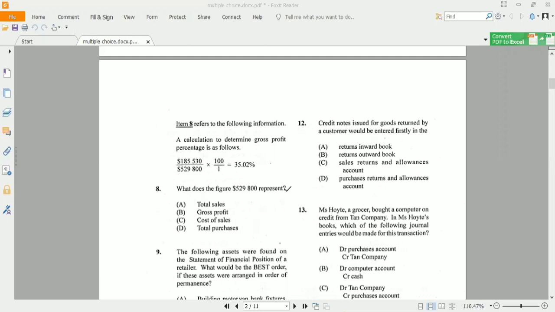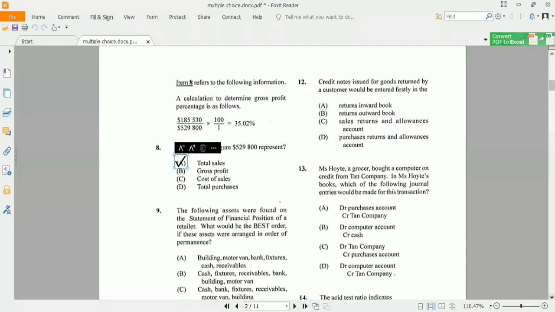For you to know what this represents, you need to know your gross profit percentage formula. To find gross profit percentage, what's the formula? Gross profit over total sales. Lovely. Gross profit over total sales times 100. And the response is A, which is total sales, because the 185,530 represents your gross profit, so 529,800 represents your total sales. And here we go, the persons in the chat are doing well there with the responses.